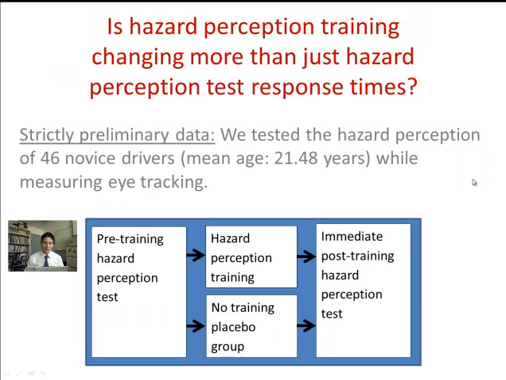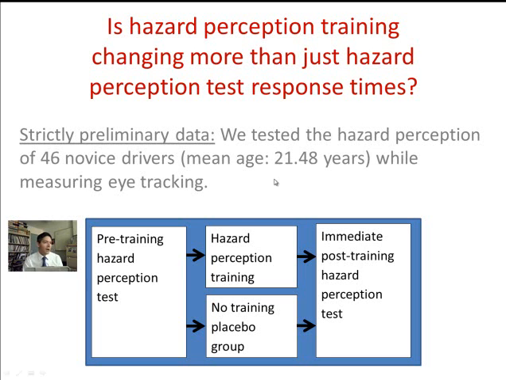Alright, final study I want to show you. Basically, is there any evidence that the training that we're talking about here is changing any more than simply response times in the hazard perception test? That is, it could be that what the training is doing is just providing people with strategies to beat the test without necessarily meaning that they're actually detecting the hazards any earlier.